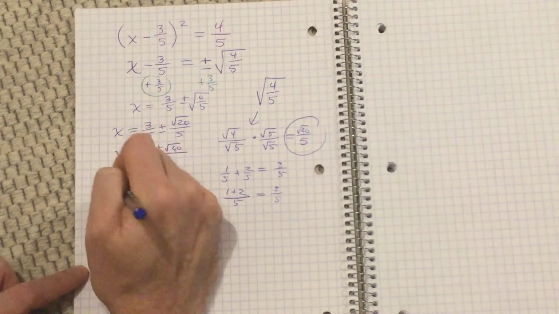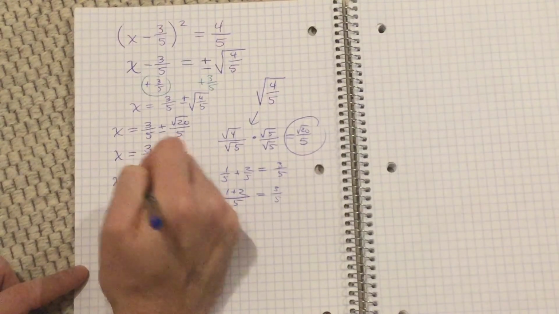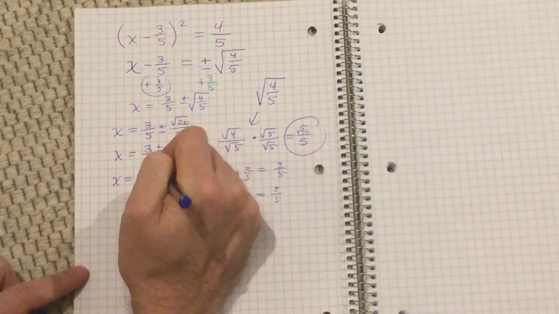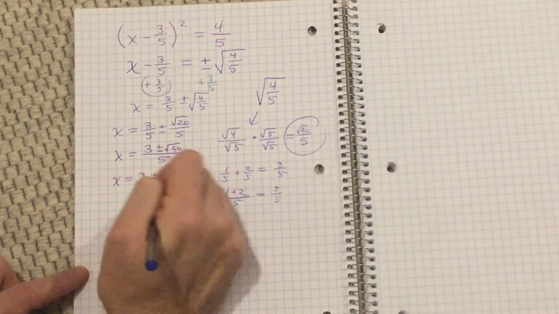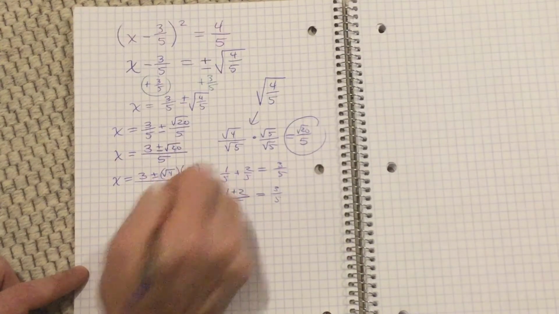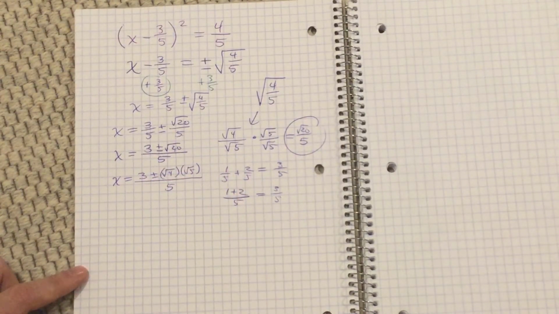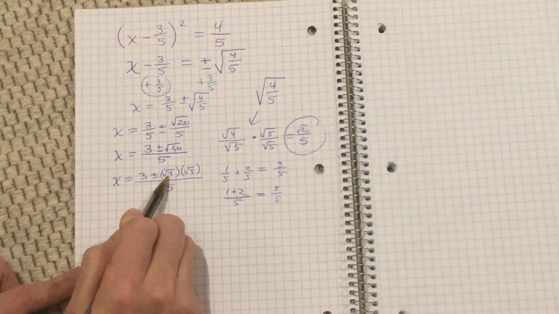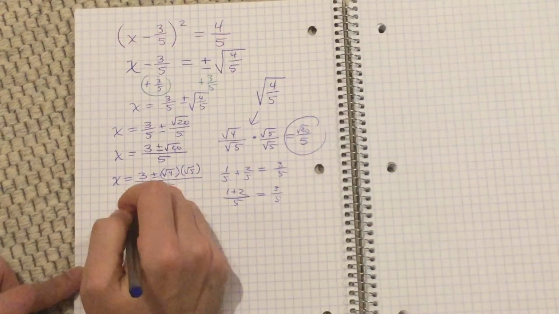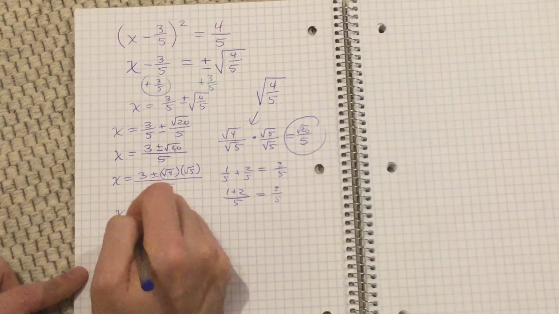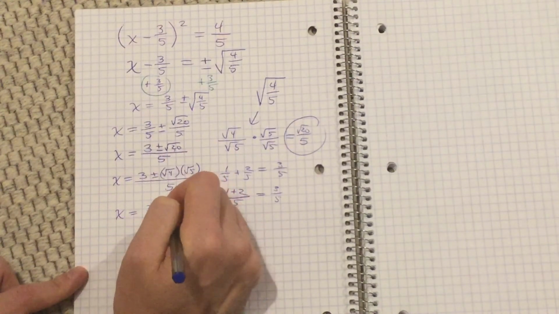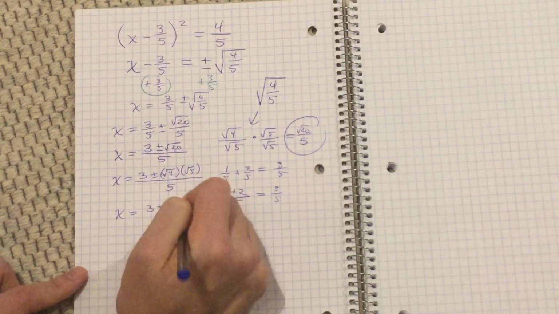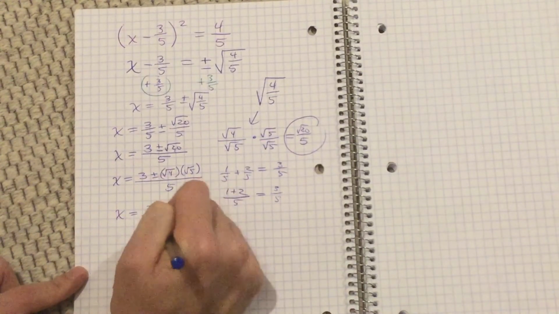So we can write it x equals 3 plus or minus really the square root of 4 times the square root of 5. This step you probably would never write out like this. I'm writing it out to show you that you can simplify the square root of 4. So your final answer is x equals 3 plus or minus 2 rad 5 divided by 5.